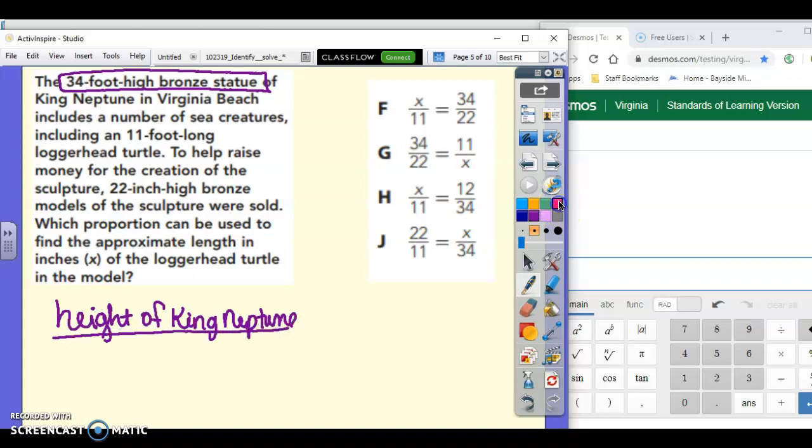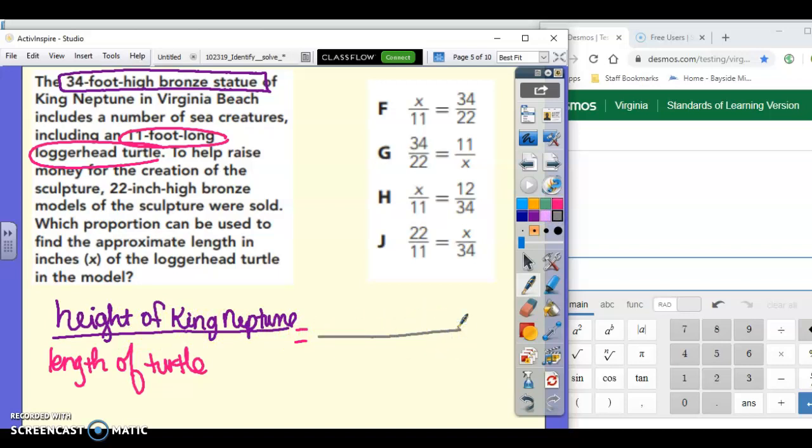So then the other measurement I have is of the loggerhead turtle. So let's see, length. I'm just going to put a turtle. You guys know what that means. So now, for all the heights of the statue, I'm going to keep on top. And all the measurements of the turtle, I'm going to keep on the bottom.